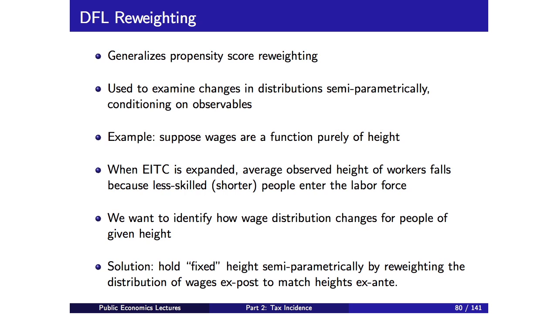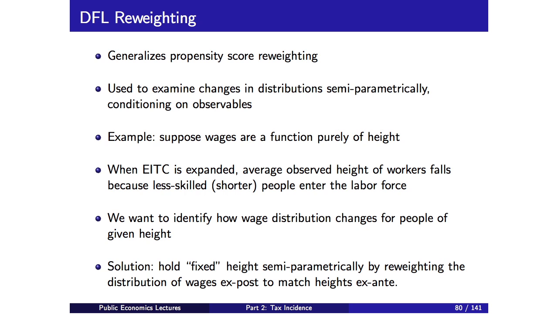And let's say when the EITC is expanded, the average observed height of workers falls because less skilled, that is shorter, people enter the labor force, right? So what's the logic here? There's some fixed cost of working. Before the EITC was in place, I didn't want to pay that fixed cost. I wanted to stay home and take care of my kids instead of work. But now the EITC is there, and so it's worth it for me to find somebody to take care of my kids and go work. And so the lower skilled people are going to make that choice, and that's going to drive down the average height of the people who are working in this example.